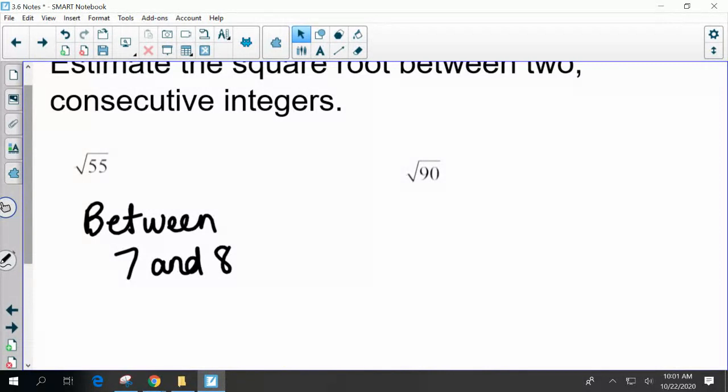Okay, so look at 90. Look at your chart, your square roots, and figure out where 90 is going to fall. 9 and 10. 9 times 9 is 81. So between 9 and 10.